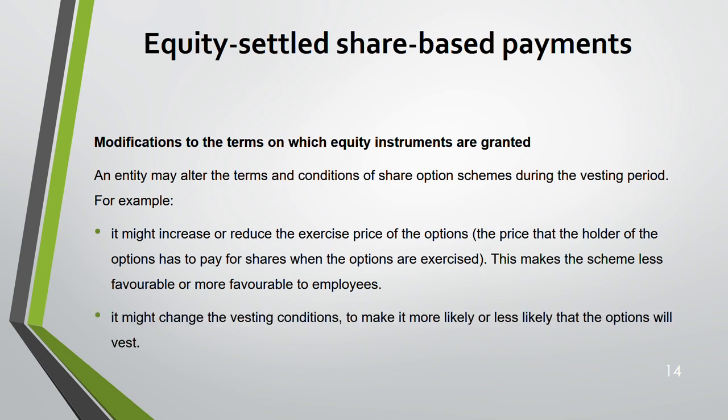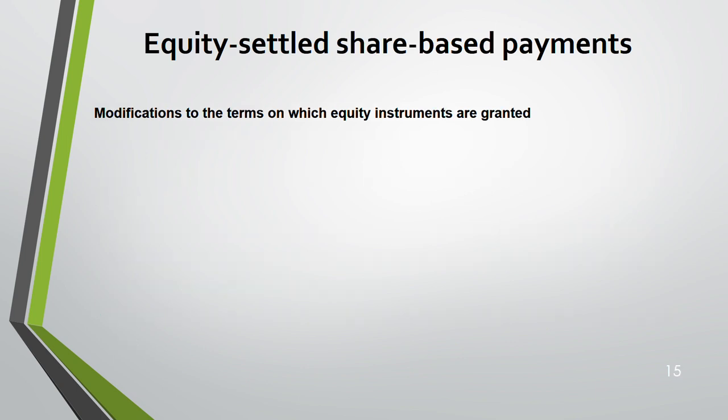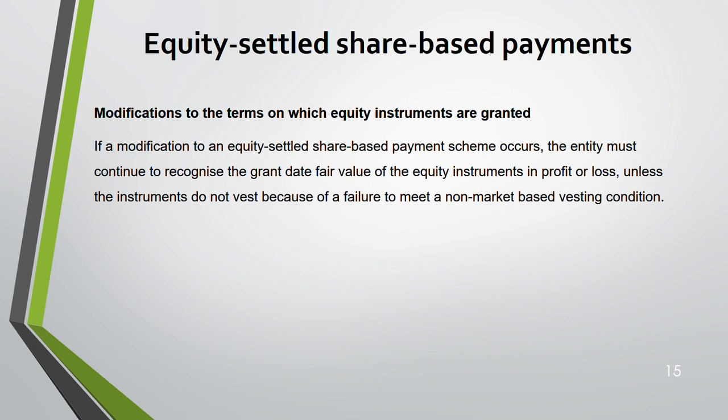Second, you might change the vesting condition. So that this might make you more likely or less likely that the options will vest. Now, if a modification is done to an equity settled share-based payment, remember equity settled share-based payment, then you have to continue recognizing the grant date fair value in profit and loss. Normally, you recognize the grant date fair value, right? Same way you continue to do it. Recognize the expense in the profit and loss.